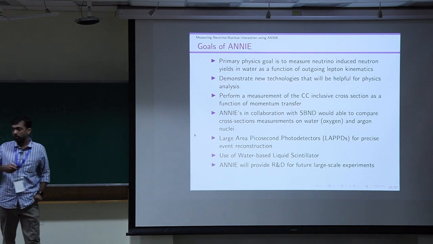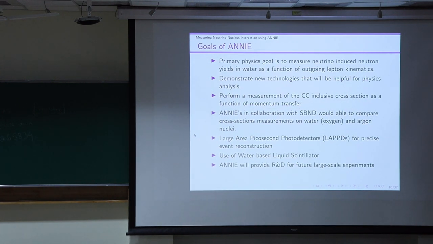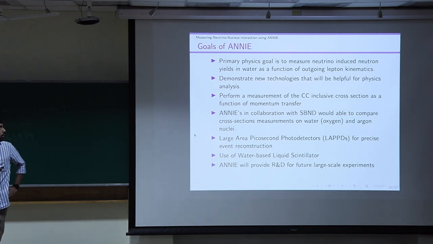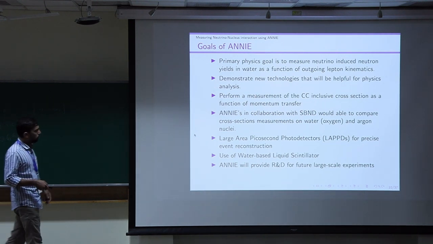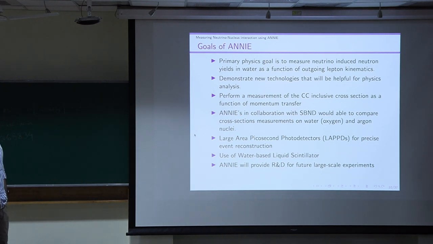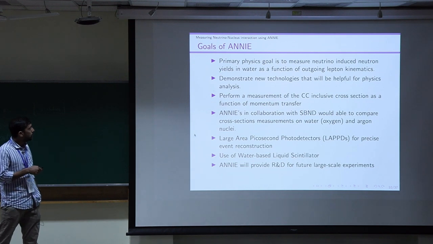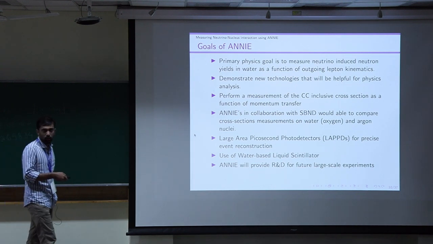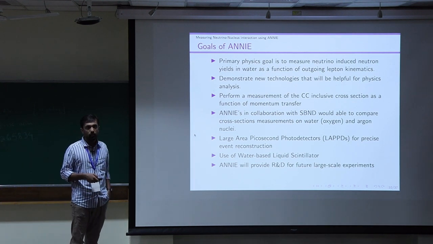So here is where ANNIE comes into the picture. These are the goals of ANNIE, and I will talk a little bit about the detectors and how we do the measurement, etc., in the next few slides. But the primary goal is to measure the neutrino-induced neutron yield in water, because we are using water as the detecting medium.